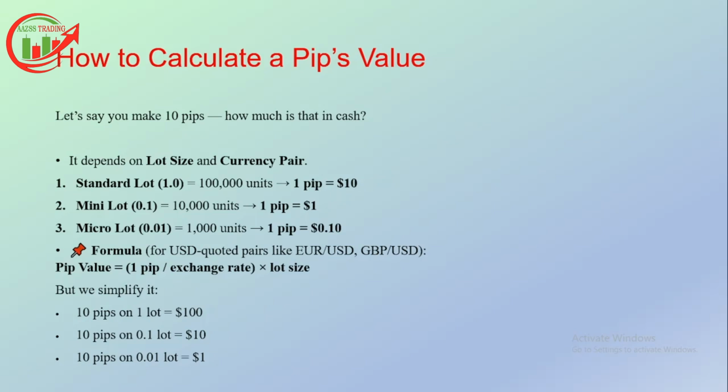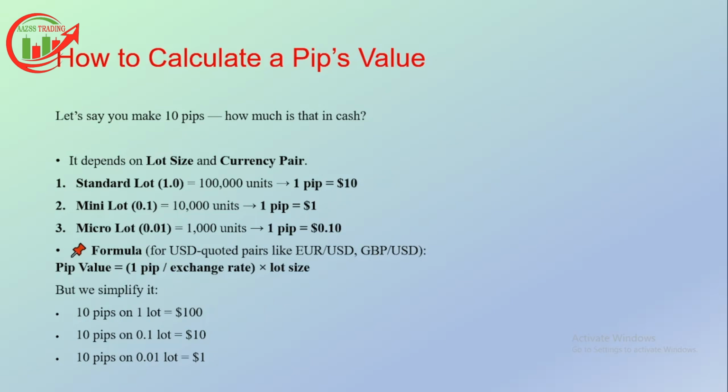Now, a standard lot is 1.0, and it is 100,000 units. With that, one pip, you make $10 with 1 pip, using a standard lot. Please take note of that. When you use a standard lot, a 1 pip movement, you make $10.